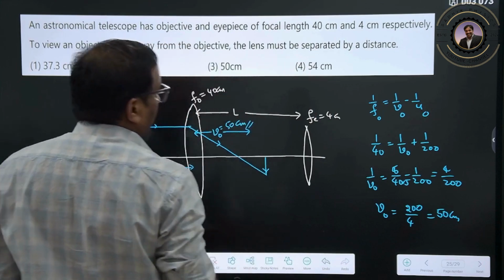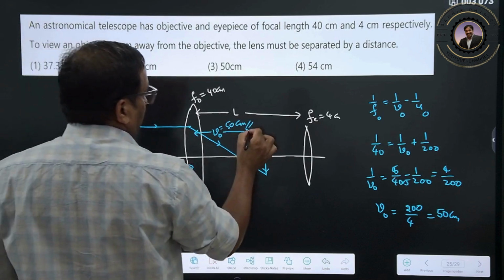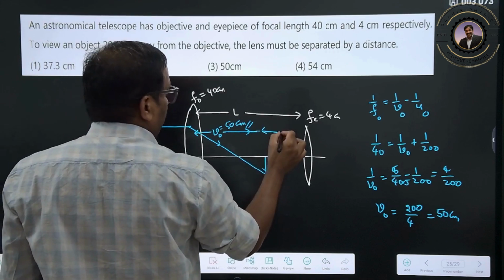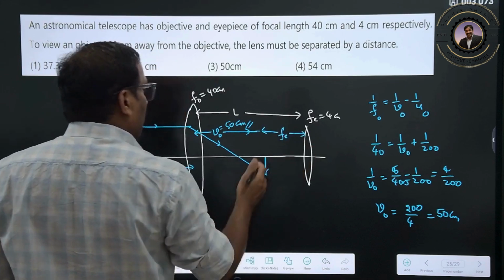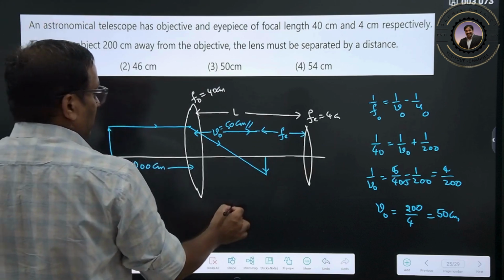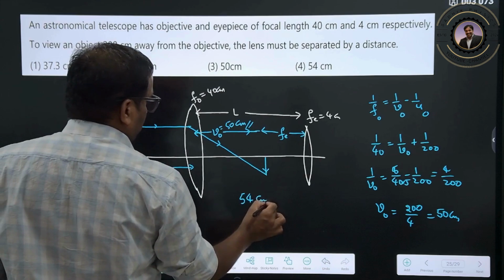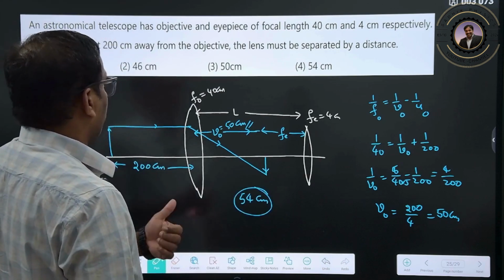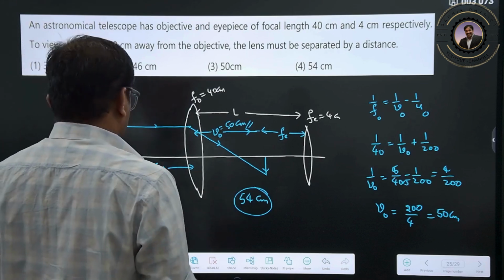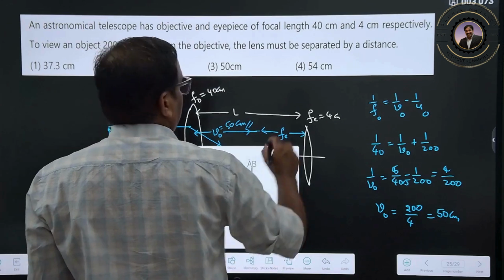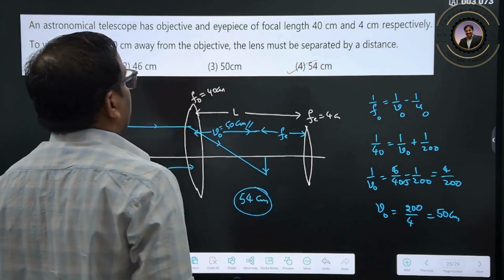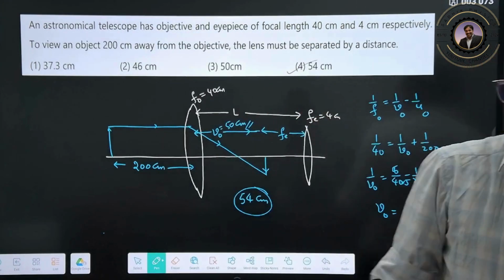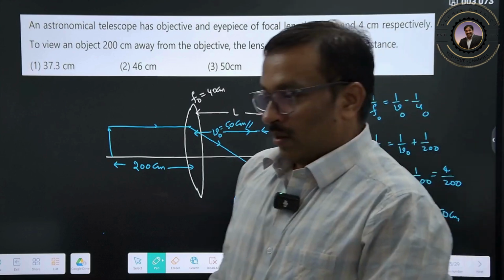Clear? If the final image is at infinity, so definitely this is a 50 centimeter, no? So, if the final image is at infinity, this should be nothing but F_E or lower than that one, no? Therefore, nearly 54 centimeters should be your answer now. Okay, so 54 will be your answer here. This is your answer, 54 centimeter. Clear?